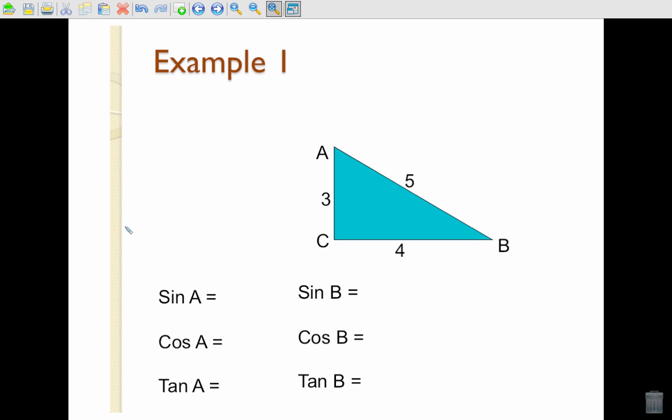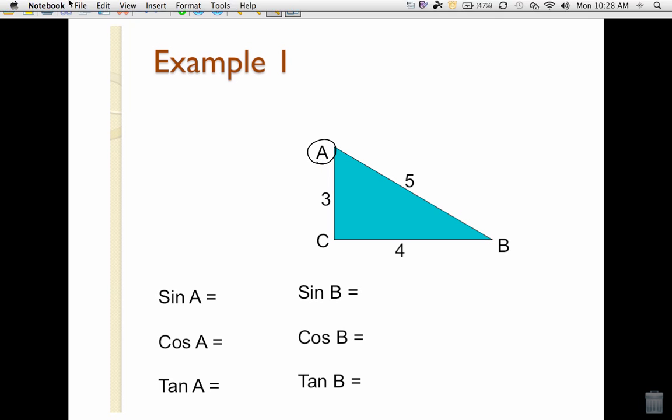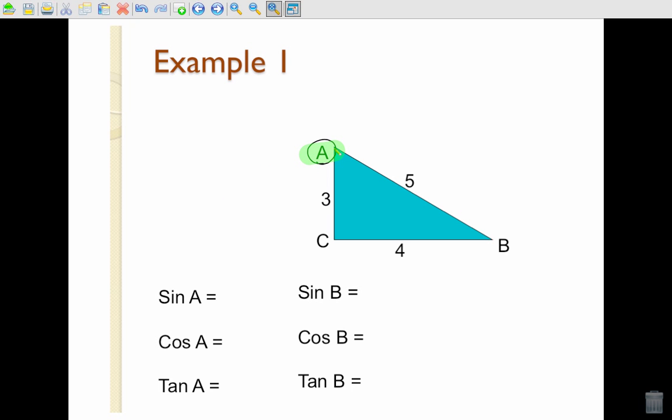All right, so first example, let's just see if we can set up some ratios. First, let's find the sine of A. So we are working with this angle right here. Let's highlight that. So if we remember our SOHCAHTOA, to find sine, we take opposite over hypotenuse. So the side opposite angle A is 4, and the hypotenuse is 5. Let's put our right angle in there.